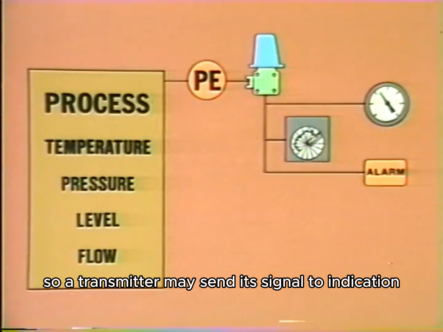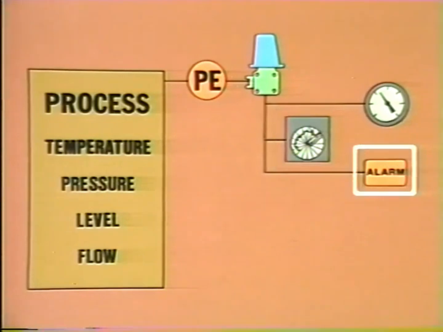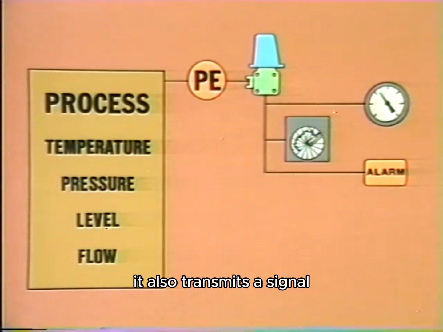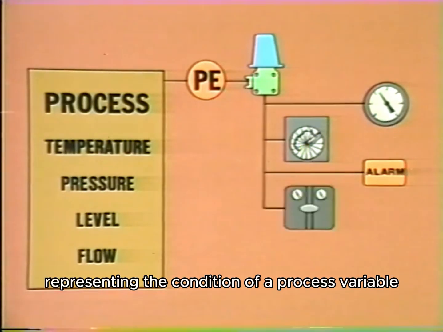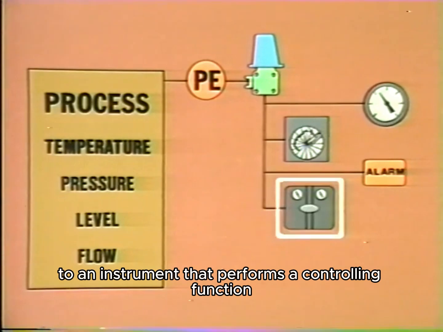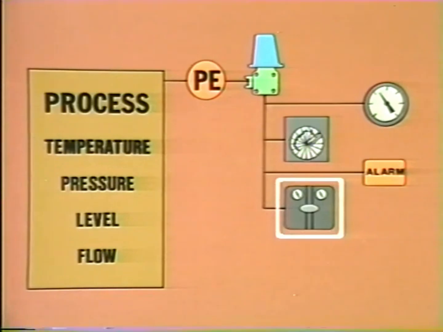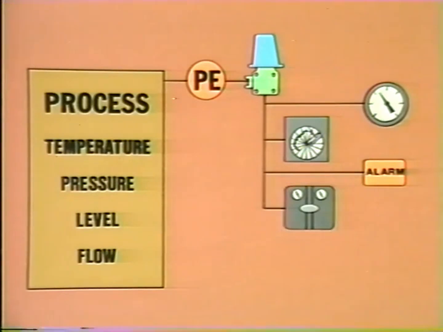So a transmitter may send its signal to indication, recording, and protection instruments. In a process control system, it also transmits a signal representing the condition of a process variable to an instrument that performs a controlling function. Controlling instruments measure the signal, compare it to set point, compute the difference, and produce a correcting signal.